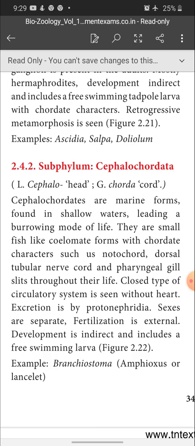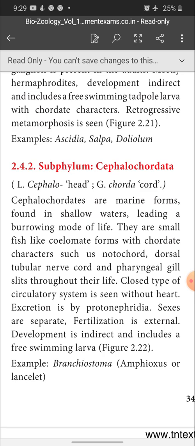Fish-like, okay. And they are small fish-like coelomate forms with chordate characters. What are the chordate characters? Notochord, dorsal tubular nerve cord and pharyngeal gill slits throughout their life, not just a part of life. Circulatory system is closed type, seen without heart. So there is no heart in the subphylum Cephalochordata.